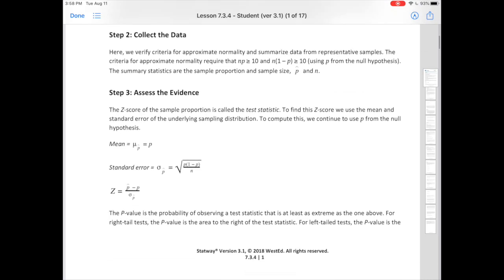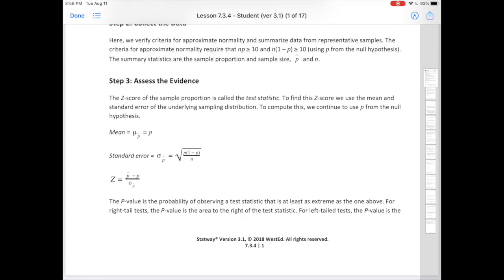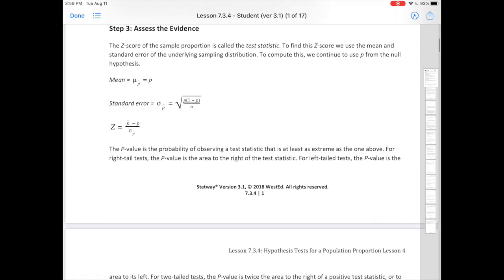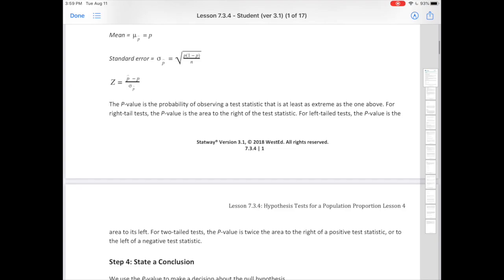Step 3, assess the evidence. The z-score of the sample proportion is called the test statistic. To find this z-score, we use the mean and standard error of the underlying sampling distribution. To compute this, we continue to use p from the null hypothesis. So remember, the mean is p, and the standard error is given by the square root of p times 1 minus p divided by n. And remember, you get the p from the null hypothesis. The z-score is equal to p hat minus p divided by sigma, the standard error from above.